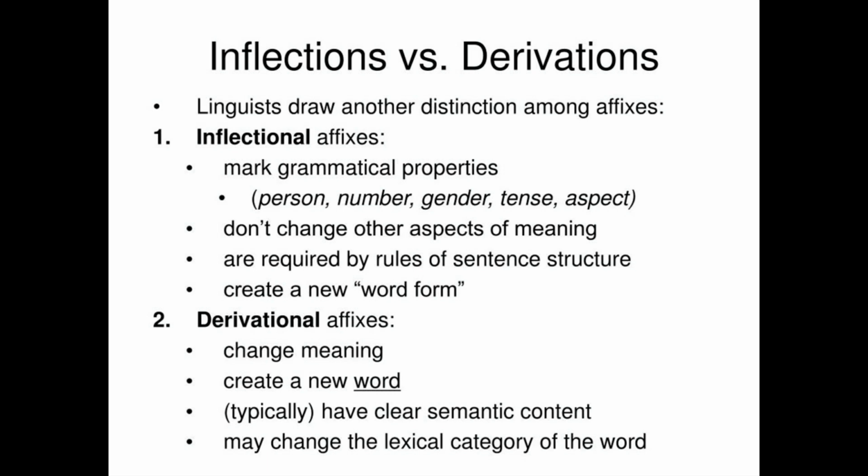Listen to this example. If I have good, good is what? Good is an adjective, right? If I attach to it the suffix -ness, goodness, now it is what? It's a noun. So I change the category from adjective to noun. So we call it derivational. We use these bound morphemes to make new words, or to make words of different grammatical categories from the stem itself.